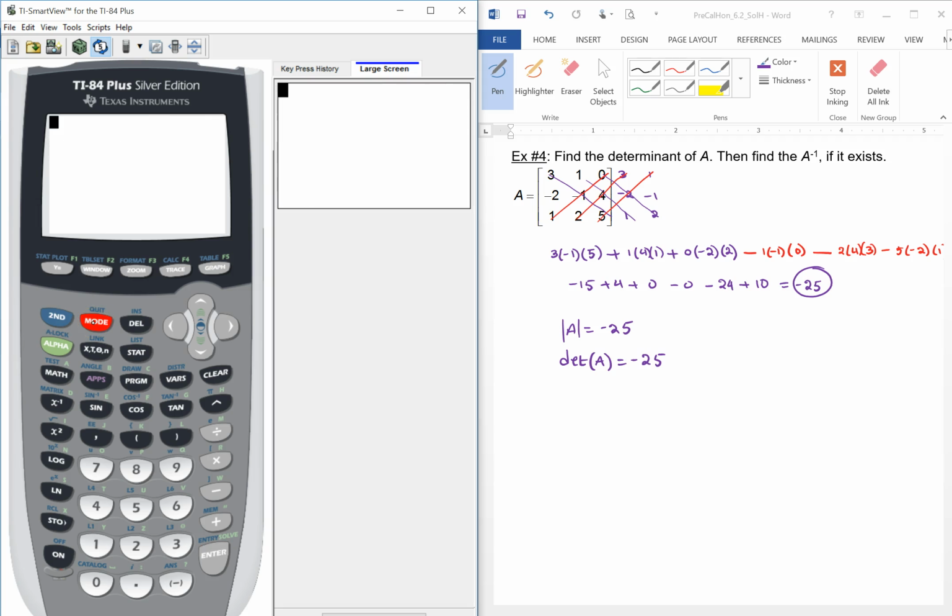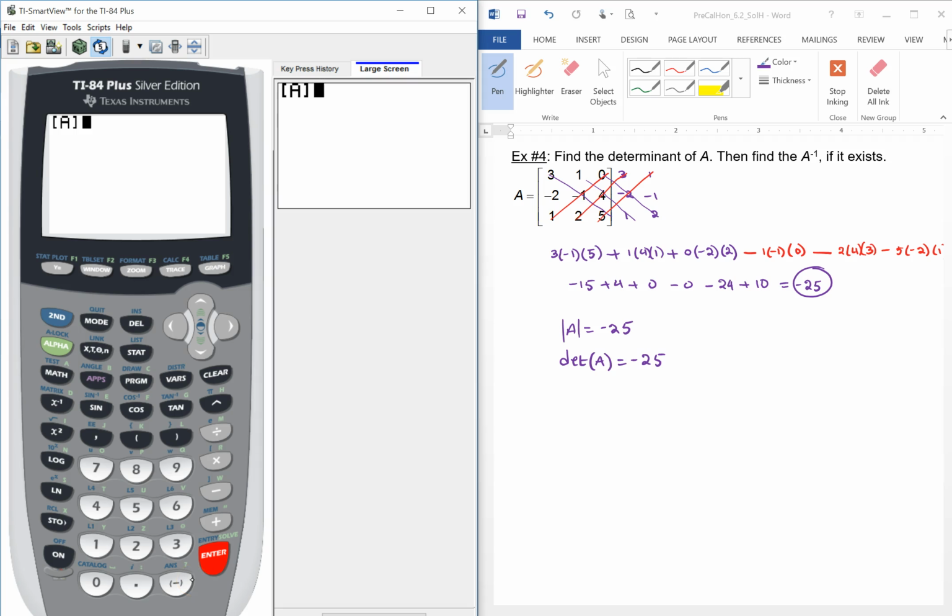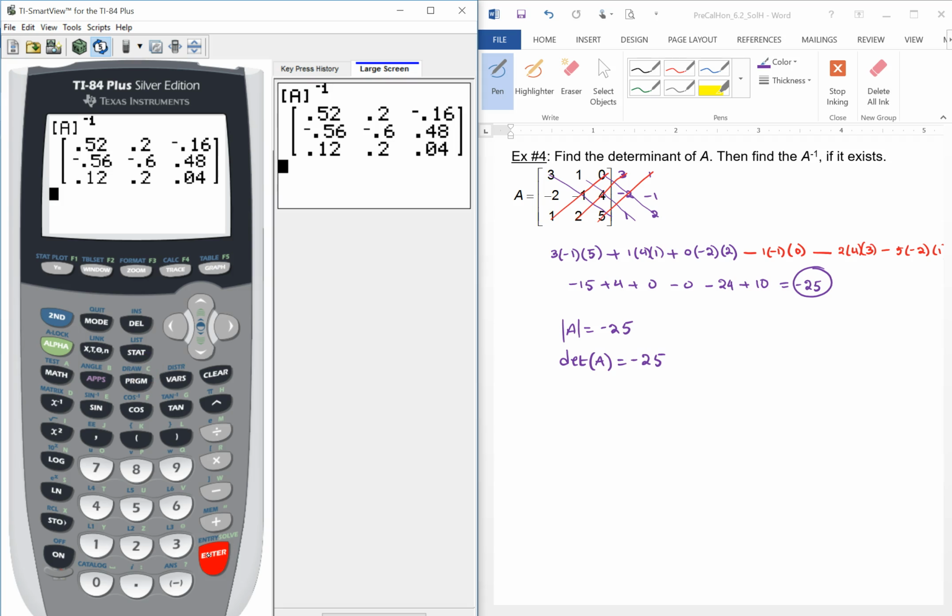Okay? Now, I want to find the inverse of this. So you have to now put in your matrix. So go back to second matrix. Press enter to select matrix A. Now you want to find the inverse. Well, here you have an inverse button. It's the same as the matrix button. Enter. That's the inverse.